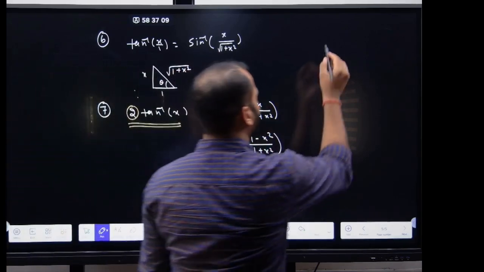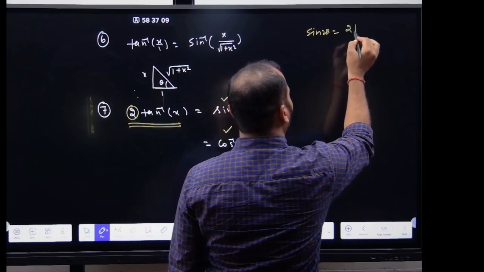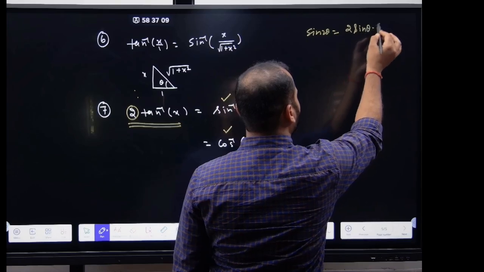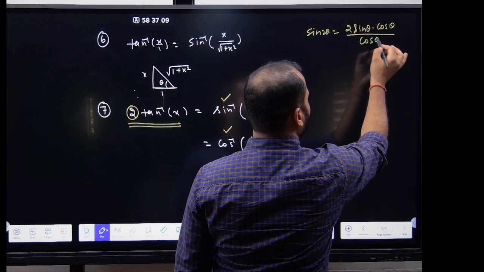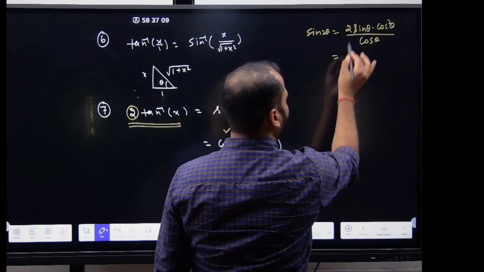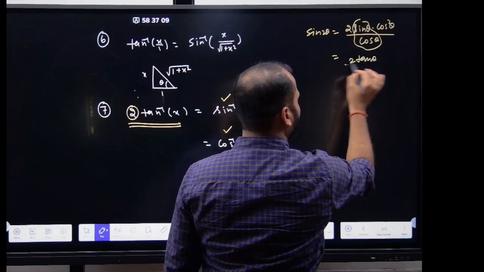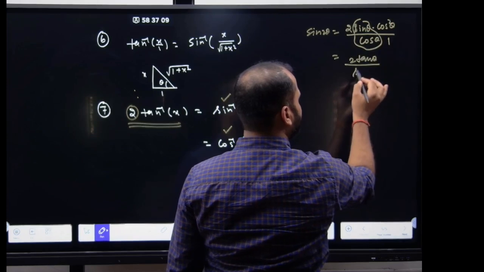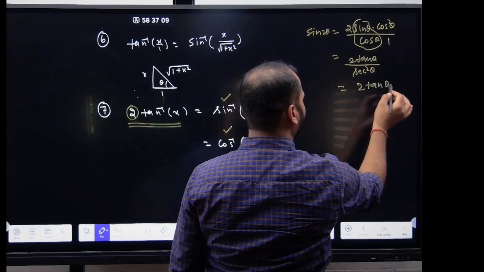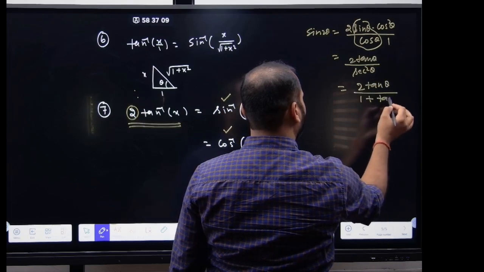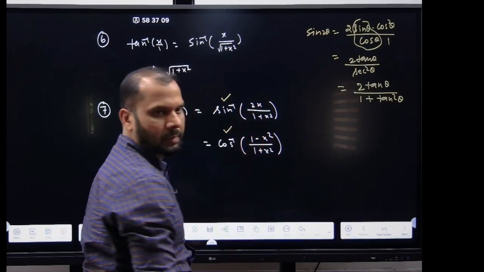If you remember sine of 2 theta, one formula is there in terms of tan. The normal formula is 2 sine theta into cos theta. If you divide and multiply by cos theta, this becomes 2 tan theta, and the remaining 1 upon cos square theta is nothing but secant square theta. So this is 2 tan theta divided by 1 plus tan square theta. Just see, exactly like this, 2 tan theta upon 1 plus tan square theta.